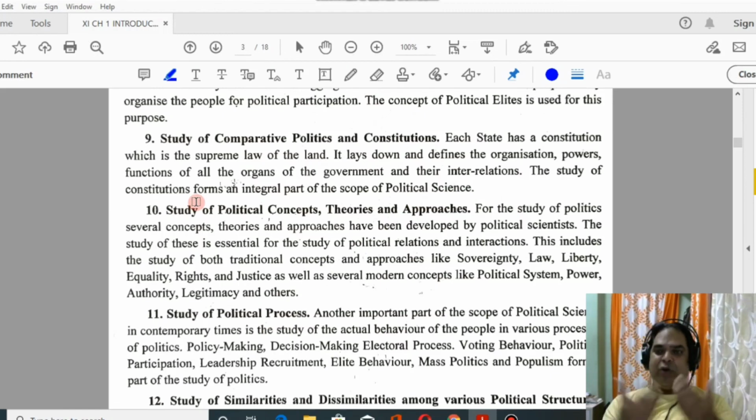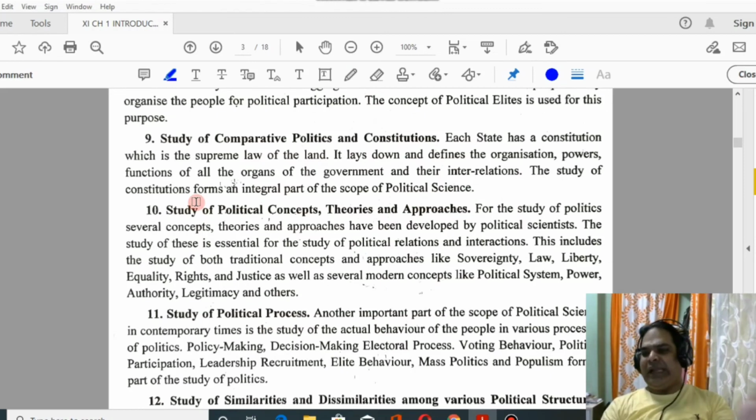Okay, the interrelations of the government: when we study India, the legislature, executive and judiciary have a very good, very cordial relation. But when we study the three organs of the government of USA, there the separation of power is there. The same political concept is studied in different ways as per the existing political process of that country.